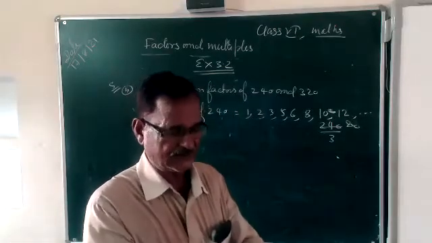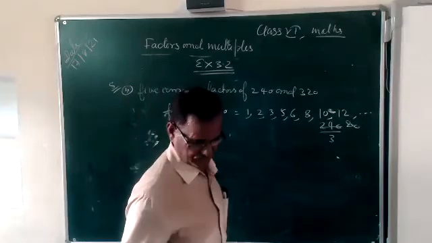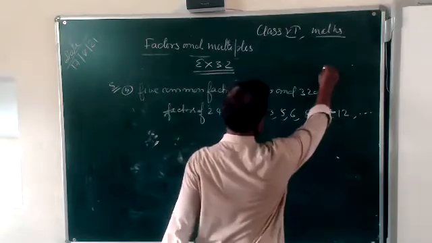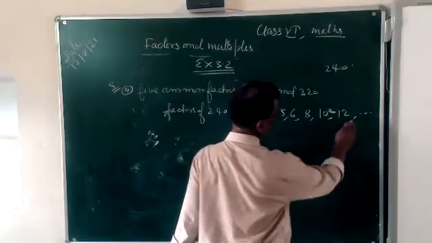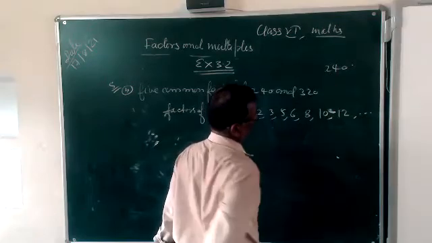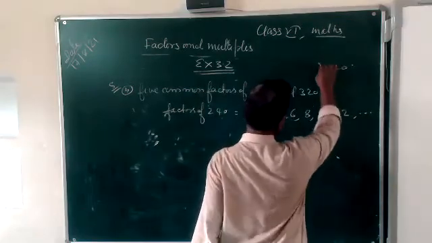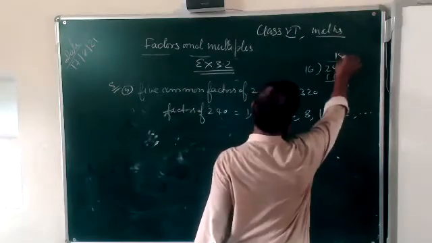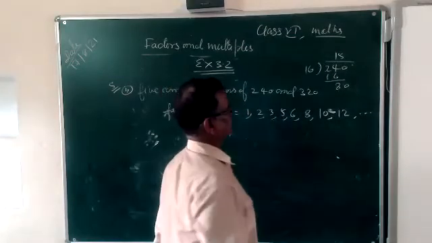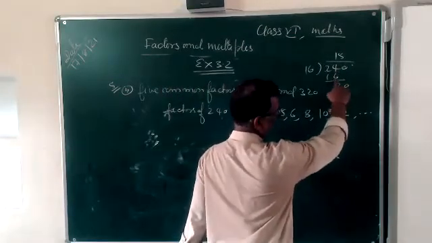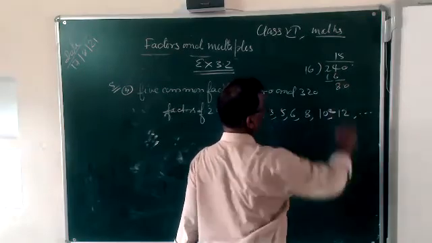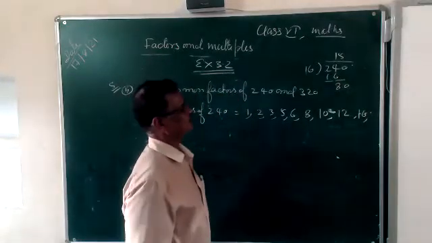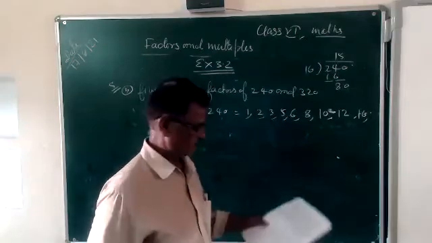Now write the factors of 240, some more factors also. 13 does not divide, 14 does not divide, 15 divides, 16 divides, 16 times 15 is 240. 17 does not divide. Like this, you write some factors.